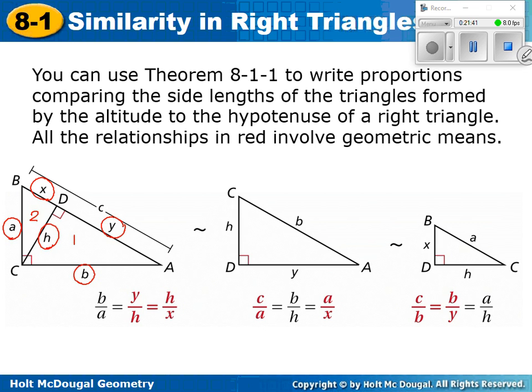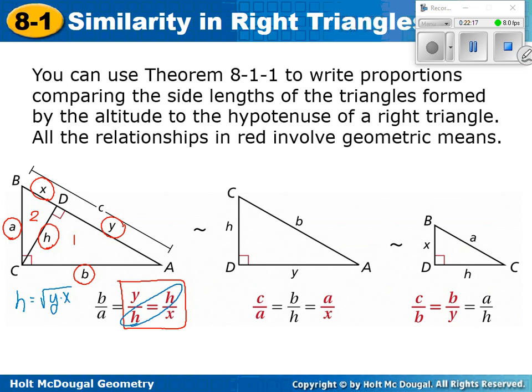What I want you to see is the part in red. So we're only going to focus on the part in red. If I were to write a similarity statement and I came up with this proportion comparing our parts, do you notice that this is the same number? H and H, right? So this is going to lead us to our first shortcut. H would be the geometric mean of Y and X, right? So H would equal the square root of Y times X.